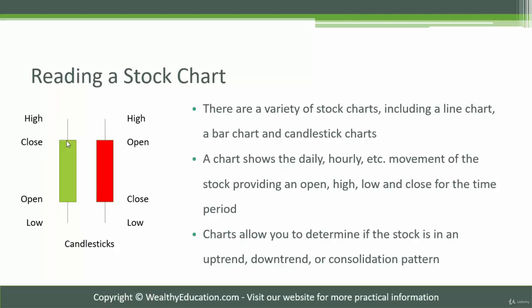The high part of the green body is where the stock closed for the day. The low part of the green body is where the stock opened on the day. And then the low part of the wick beneath the body is the low for the day. The red candlestick is very similar. The high part of the wick on top is the high for the day. But with a red candlestick, the stock opened at the top of the red body, and it closed for the day at the bottom part of the red body. The bottom wick represents the low price for the day.